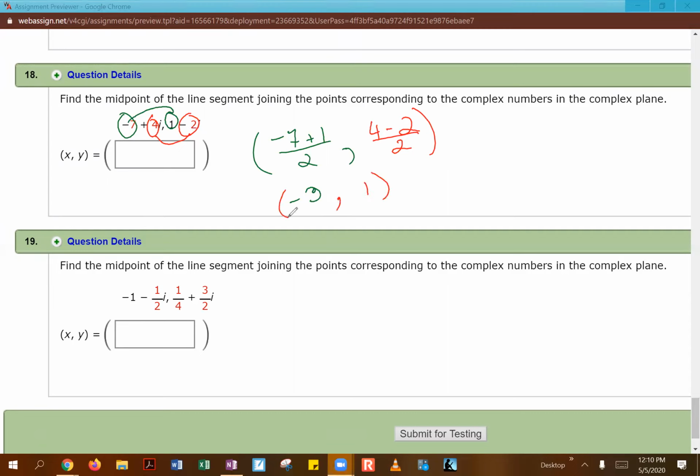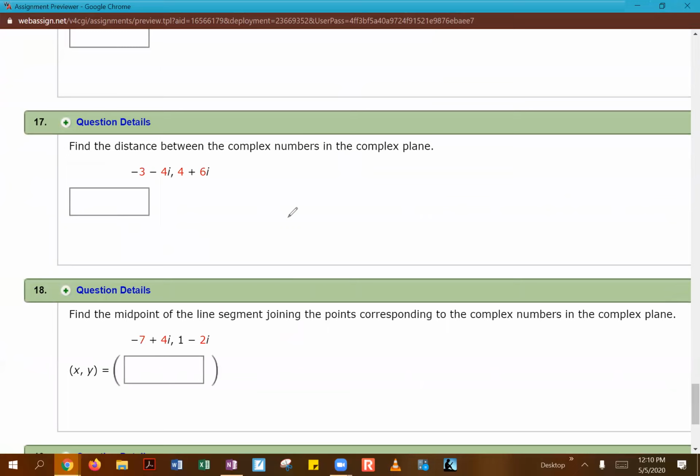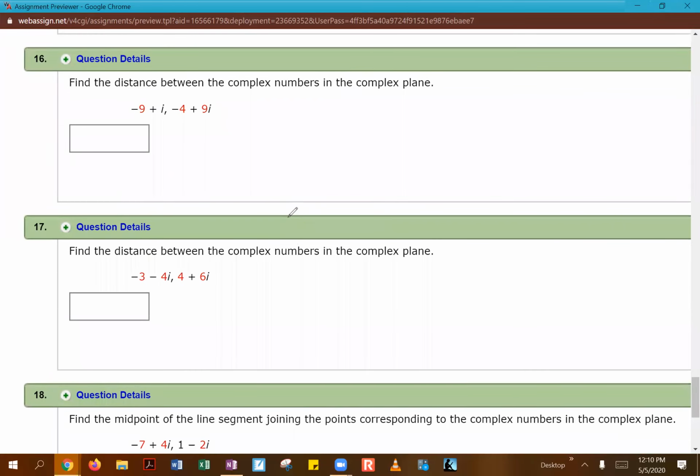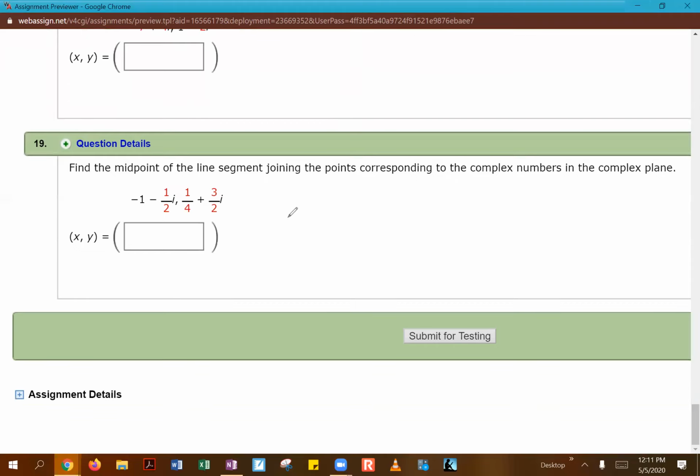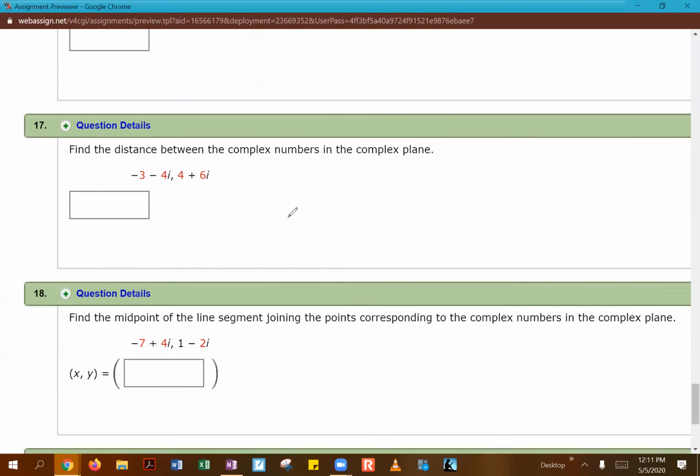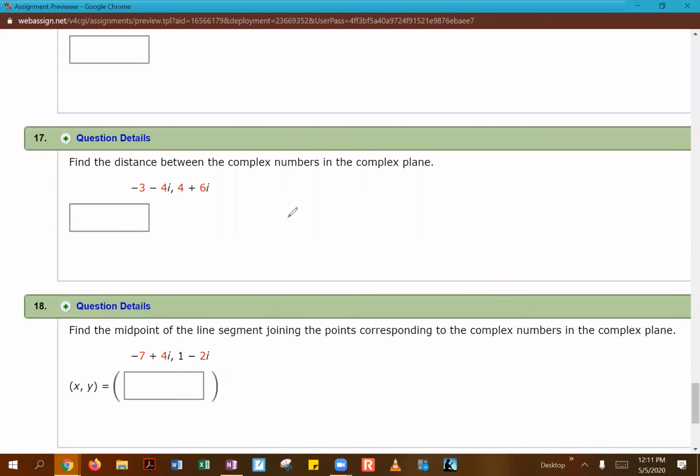So midpoint is not that bad as long as, for most of these, you make sure you're keeping track of all those signs you have in there. So same thing for the distance formula. Just be careful about the signs that the numbers themselves bring. And as long as you follow that, I think you should be okay. Cool. Okay. What else did you want to look at?